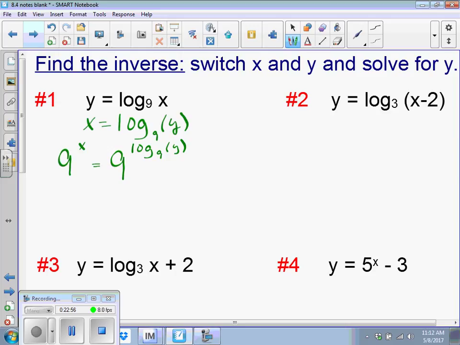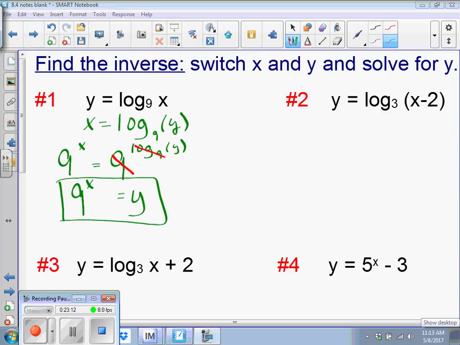What do you think happens next? Right. 9 to the log base 9 cancels, leaving me with just y equals 9 to the x power. That's it. That's why we use the same base. The base for the log has to match the base for the exponent, and then they cancel.